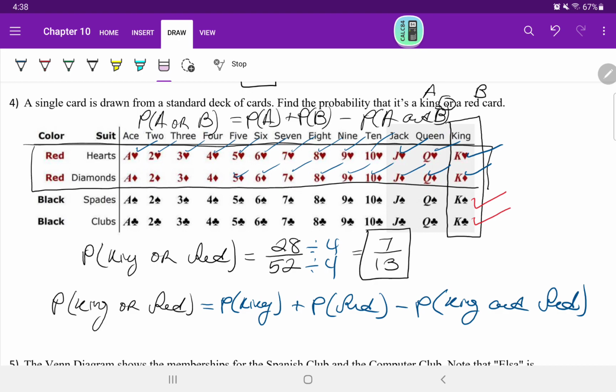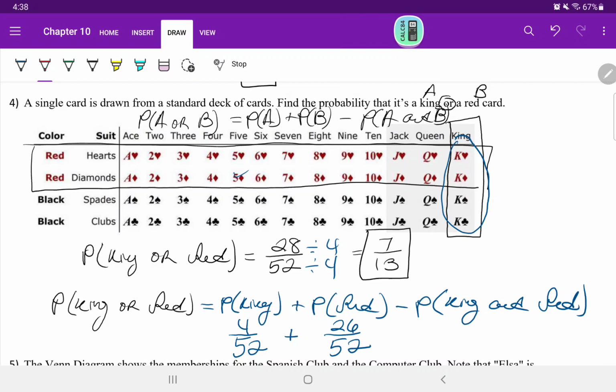Let's reset. Well, at least the inside, so I have a better picture to look at. How many cards in my deck are kings? I have 4 kings in my deck. So the probability of a king is going to be 4 out of 52. Plus, how many red cards are in my deck? Half of my deck is red. So I have 26 red cards out of 52 cards in general.